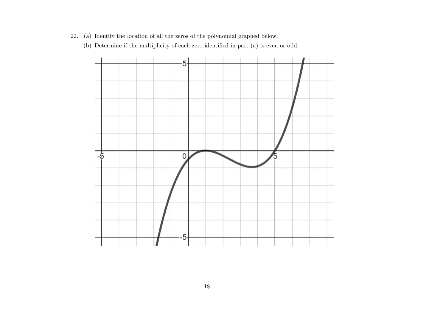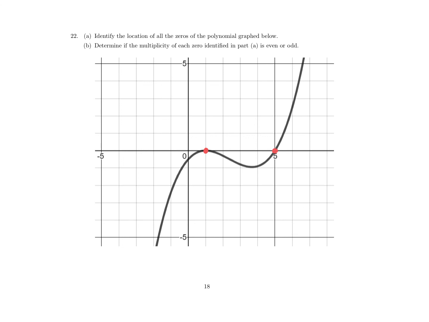All right, the final question. So number 22. Identify the location of all zeros of the polynomial graphed below, and then determine if the multiplicity of each zero is even or odd. All right, so a zero is just where it crosses the x-axis. So you're just going to identify all the places where this graph crosses the x-axis. So that could be simply just putting dots there. That's absolutely fine. So you've identified them.